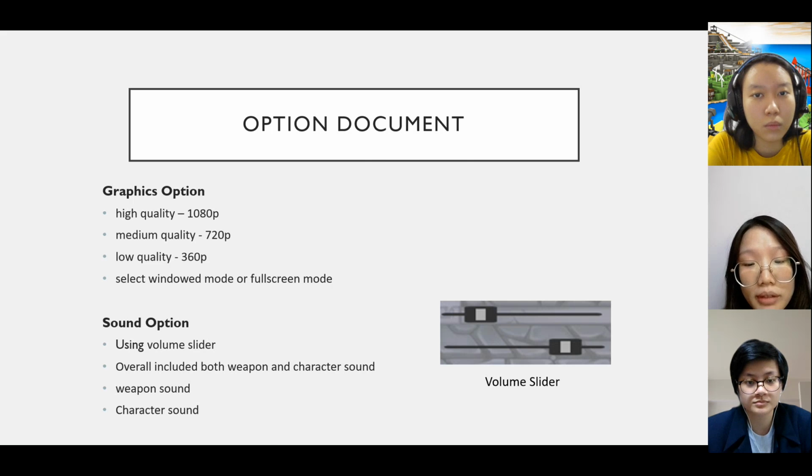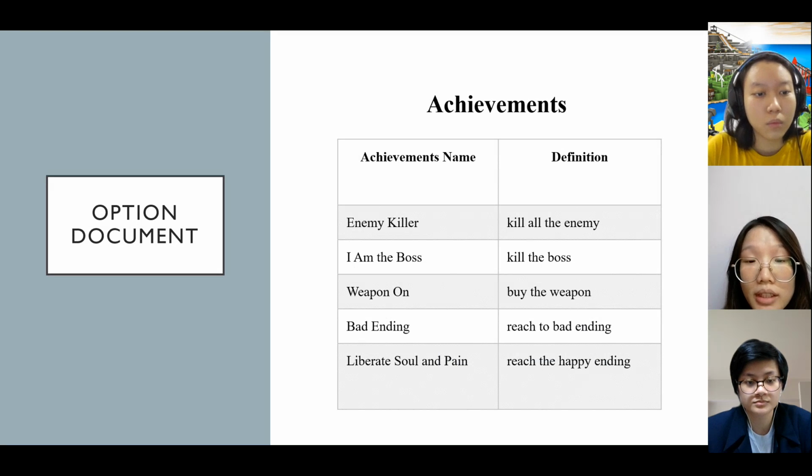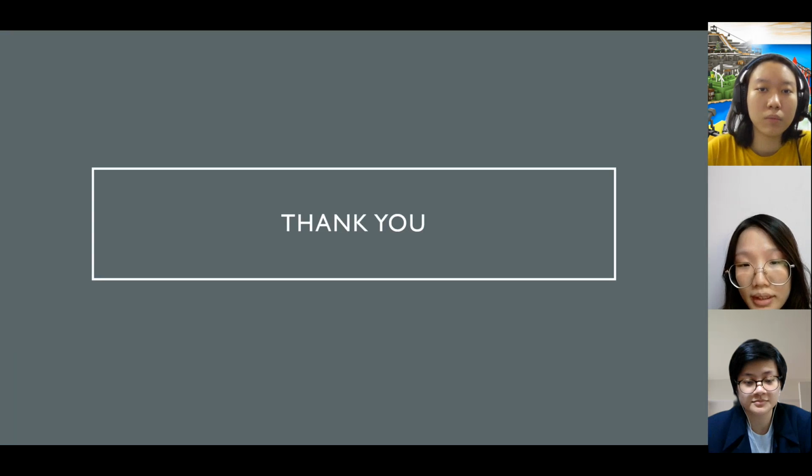Lastly is the achievement. They are giving some achievements for the player. First is enemy killer, which is to kill all the enemy. I Am The Boss is to kill the boss, and Weapon On is to buy the weapon. Bad Ending is to reach the bad ending, and Liberate Soul and Pain are to reach the happy ending. And this is all for our presentation.